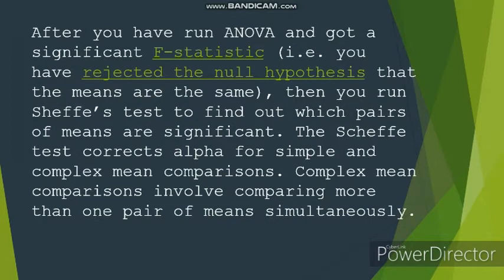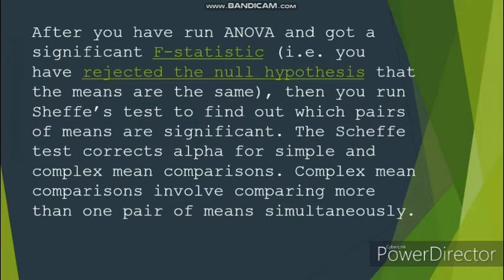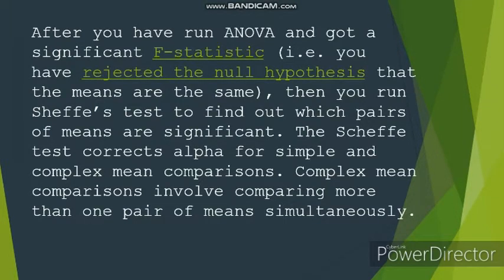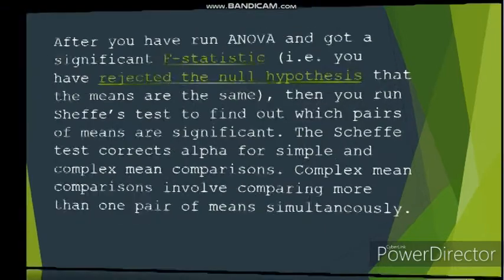After you have run ANOVA and got a significant F statistic and you rejected the null hypothesis that means are the same, then you run the Scheffé test to find out which pairs of means are significant. The Scheffé test corrects alpha for simple and complex mean comparisons. Complex mean comparisons involve comparing more than one pair of means simultaneously.